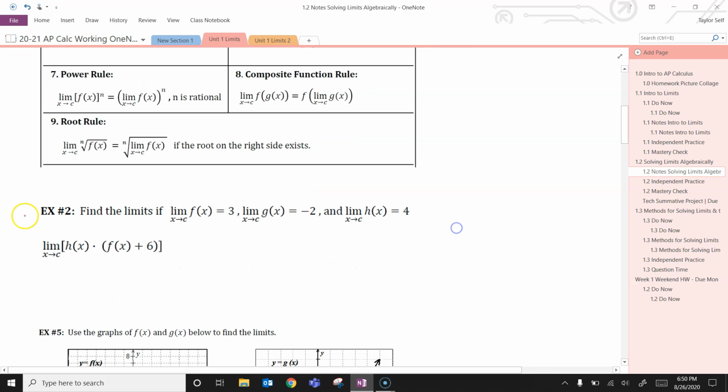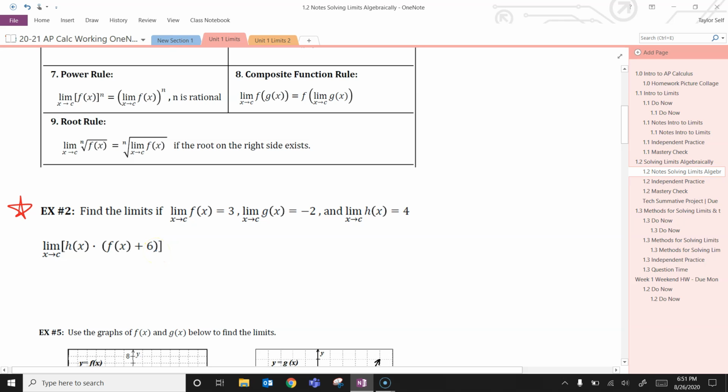So write this first example down so that you know how to do it. The first one is find the limit if the limit as x approaches c of f of x equals 3, the limit as x approaches c of g of x equals -2, and the limit as x approaches c of h of x equals 4. Okay, so limit as x approaches c, this is what we're trying to find. The limit as x approaches c of h of x times f of x plus 6.